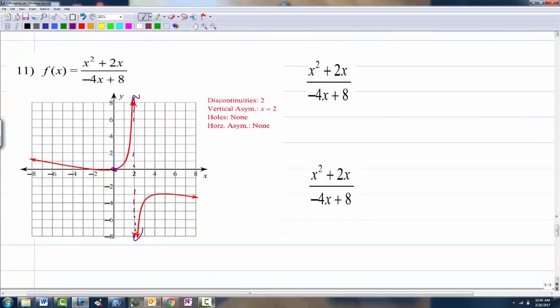This was number 11 from Monday's worksheet. Number 11 from Monday's worksheet had something special happen. First of all, the x-intercepts are 0 and -2. Weird. The vertical asymptote is subtract 8, divide by -4, x equals 2. And then you go to the graph.